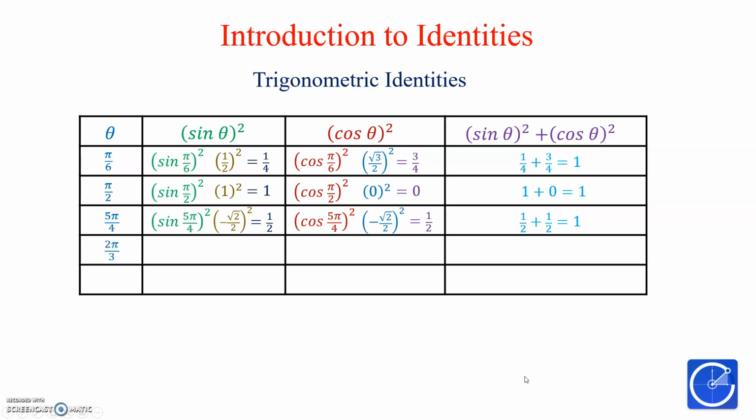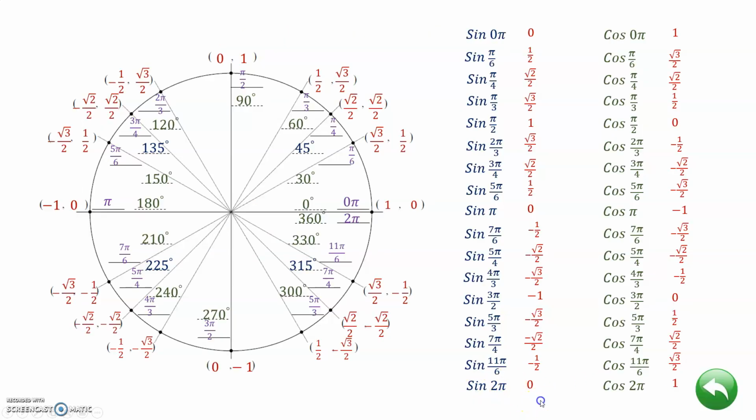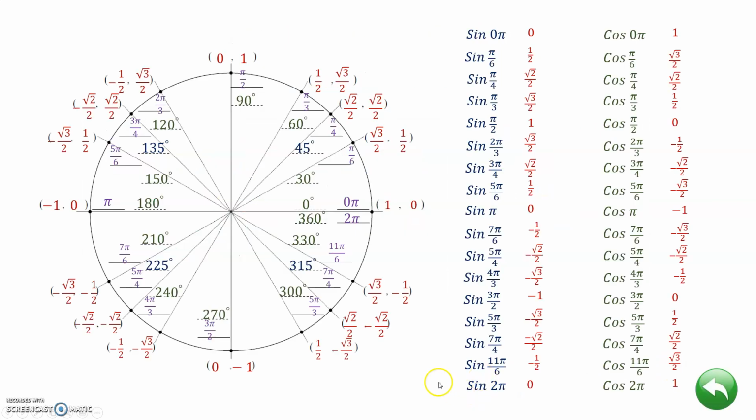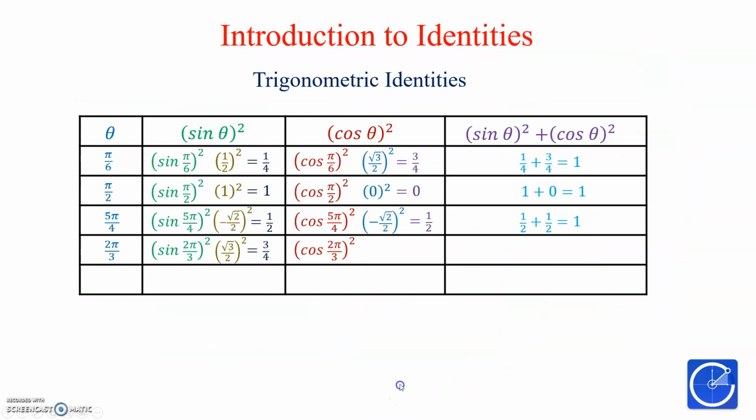A couple more values to substitute in, just to overemphasize. So let's go find the sine of 2 pi over 3. Resource says radical 3 over 2. So there's our radical 3 over 2. We'll square it, 3/4. Now let's find the cosine. Cosine of 2 pi over 3 just happens to be negative 1/2. When we square it, we get 1/4. And when we add these two together, again we get 1.